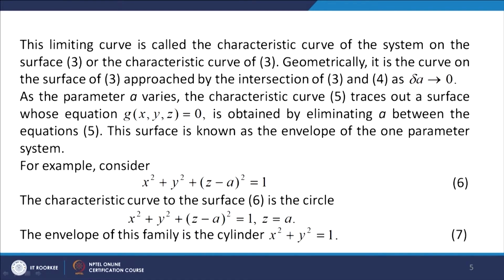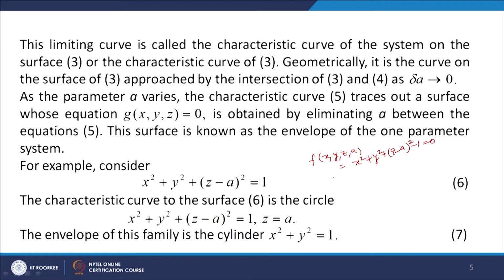For example, let us consider x square plus y square plus z minus a whole square equal to 1. The characteristic curve to the surface 6 is the circle x square plus y square plus z minus a whole square equal to 1, z equal to a. Let us see how we get this. So, let us write f x y z a is equal to x square plus y square plus z minus a whole square minus 1 equal to 0.